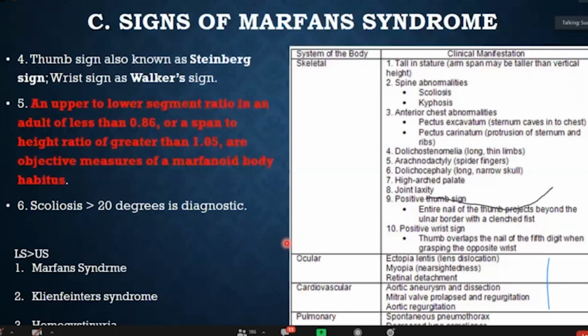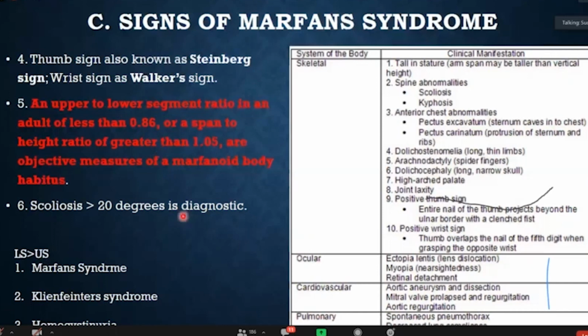Second thing, normally the upper segment is more than the lower segment. So if the lower segment is more than the upper segment, or if the ratio of upper to lower is less than 0.86, this ratio again, remember, if the ratio is less than 0.86, it is again suggestive of Marfan's.